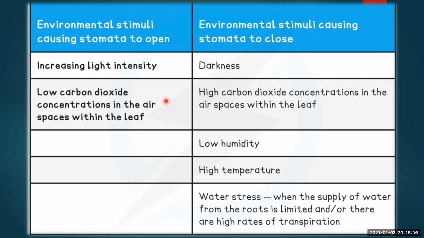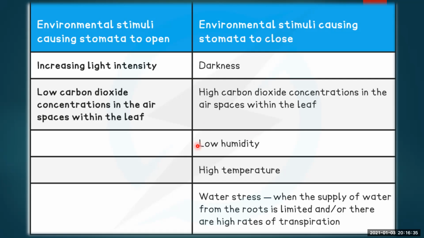While the environmental stimuli which cause the stomata to close are darkness, because definitely photosynthesis is not taking place in darkness, so the stoma will remain closed. Now, when there's already high carbon dioxide concentration in the air space within the leaf, there is no need to open the stoma because the plant doesn't want any more carbon dioxide to get in.